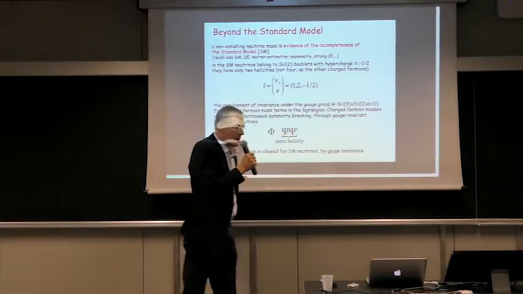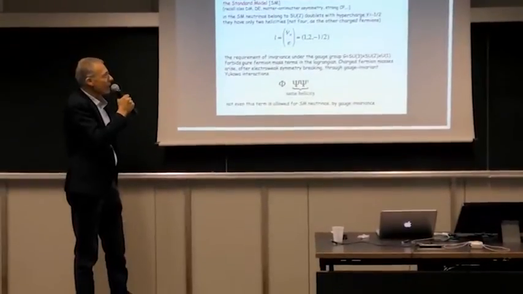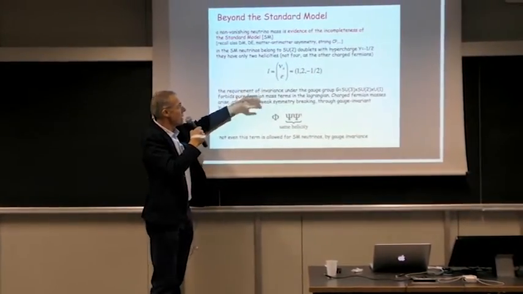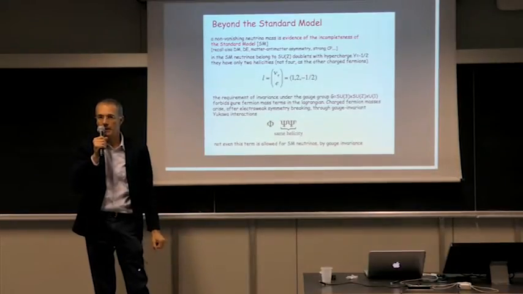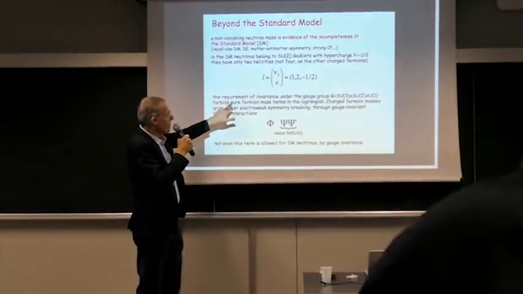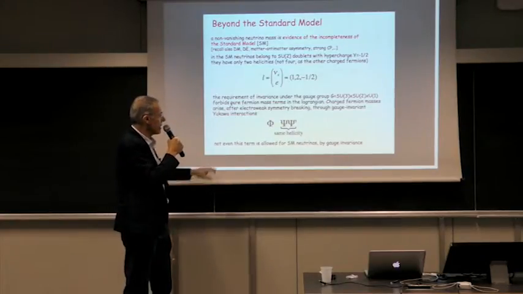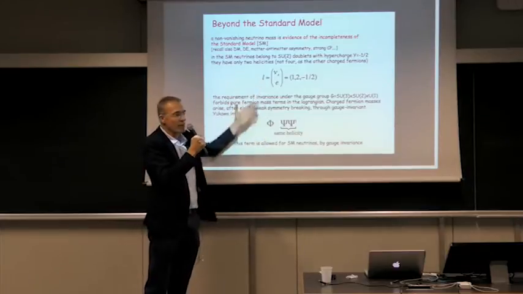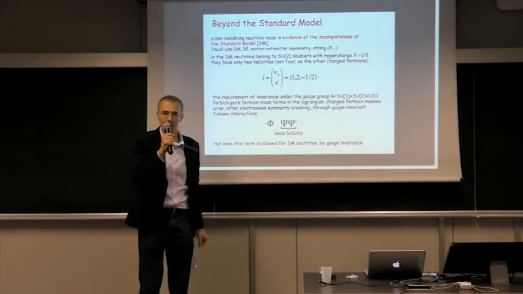So, first of all, a non-vanishing neutrino mass is evidence for the incompleteness of the standard model. Why so? Because in the standard model, neutrinos are contained in a lepton doublet, and they have only 2 helicity states, at variance with all the other charged fermions that have 4 helicity states. You know that gauge invariance forbids a direct mass term in the Lagrangian of the standard model. The charged fermions get their masses through the Yukawa couplings, but a gauge invariant Yukawa coupling is forbidden for neutrinos, and so the neutrino is massless in the standard model and cannot account for the phenomena that we have seen before.